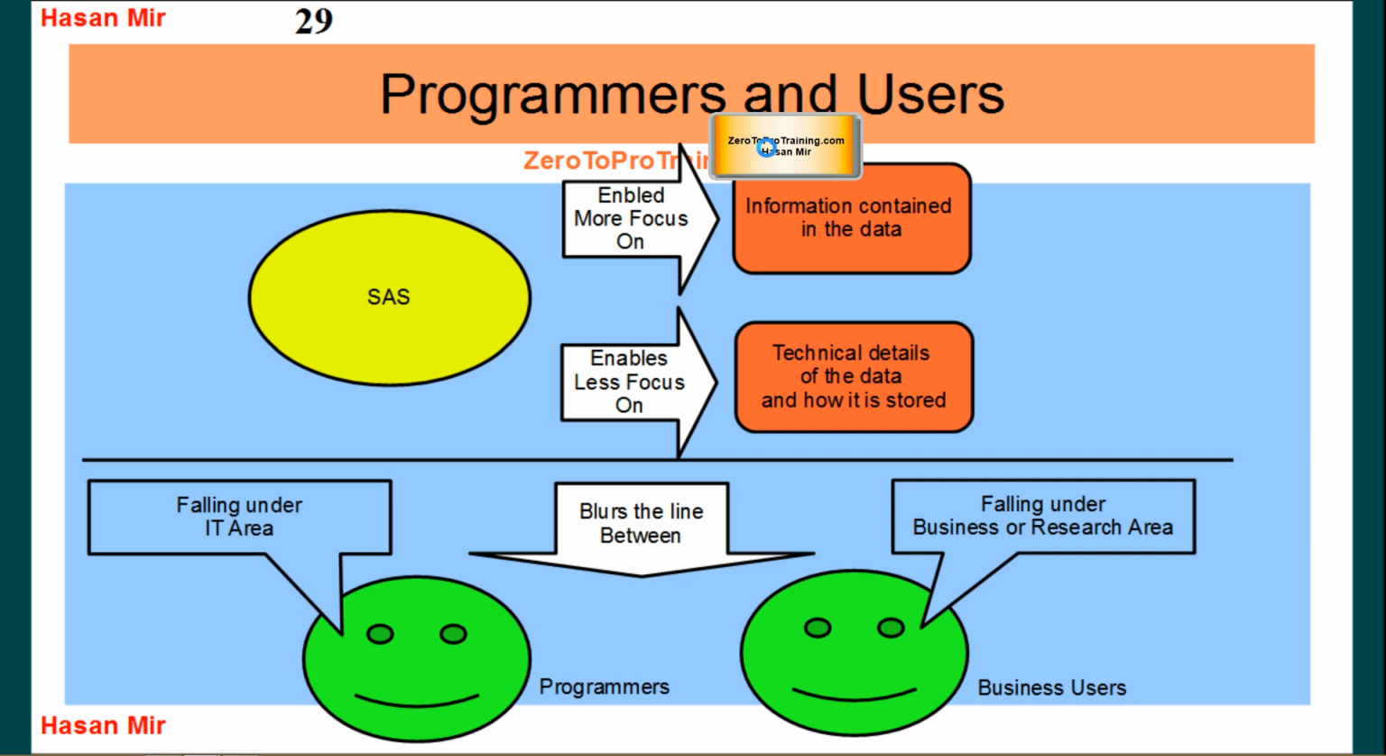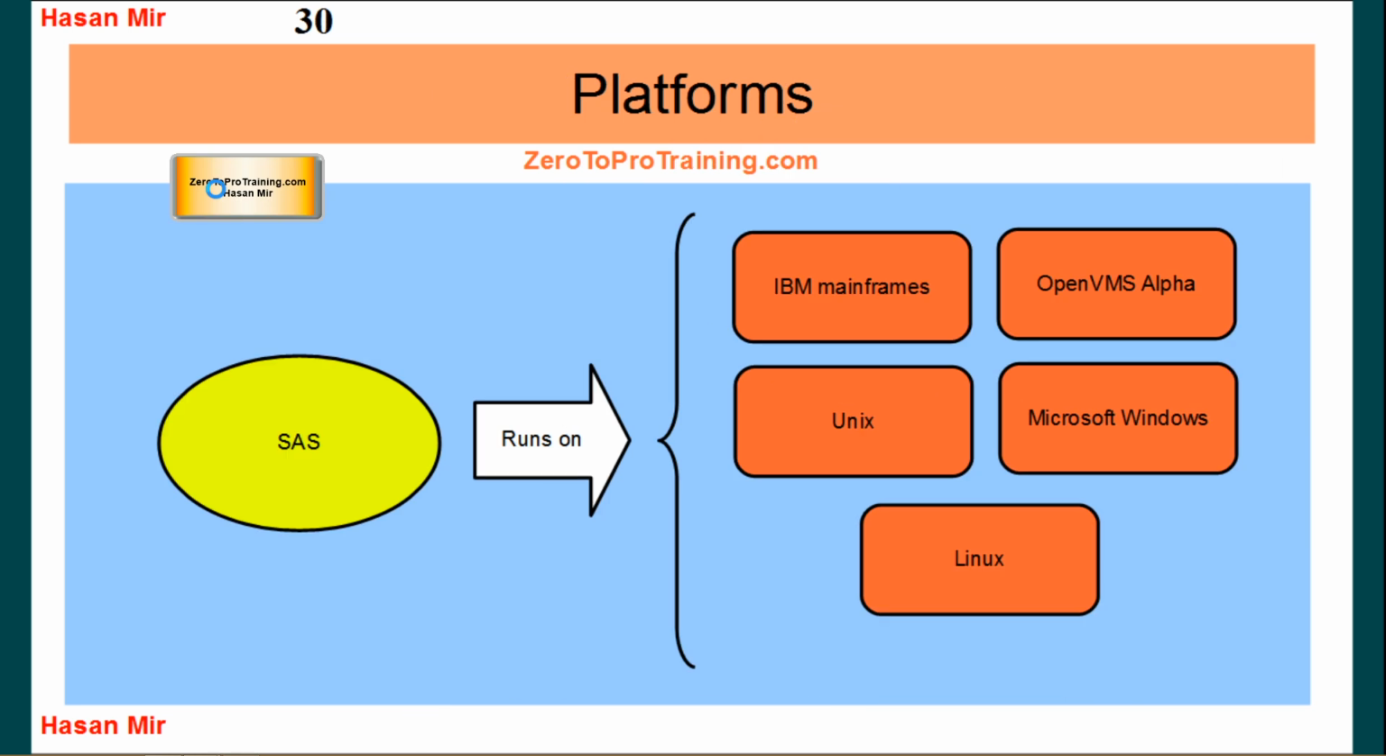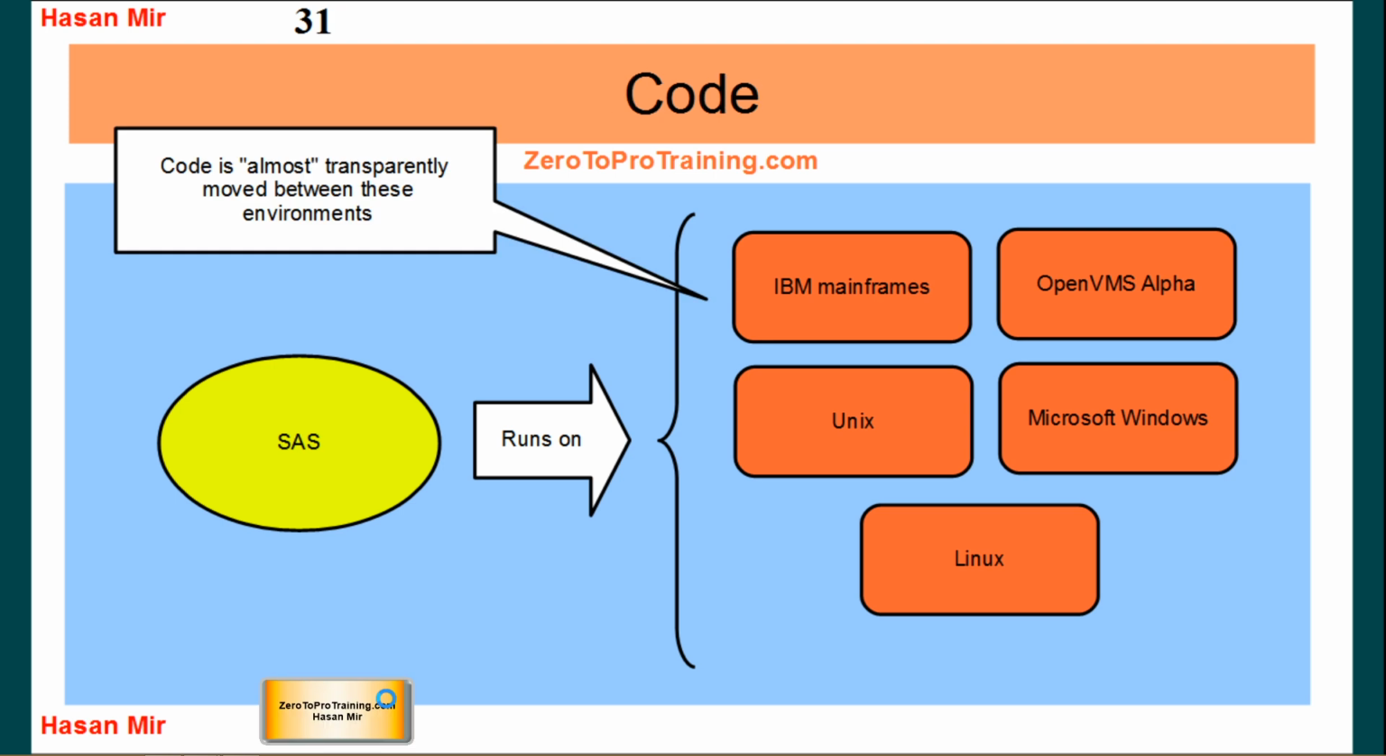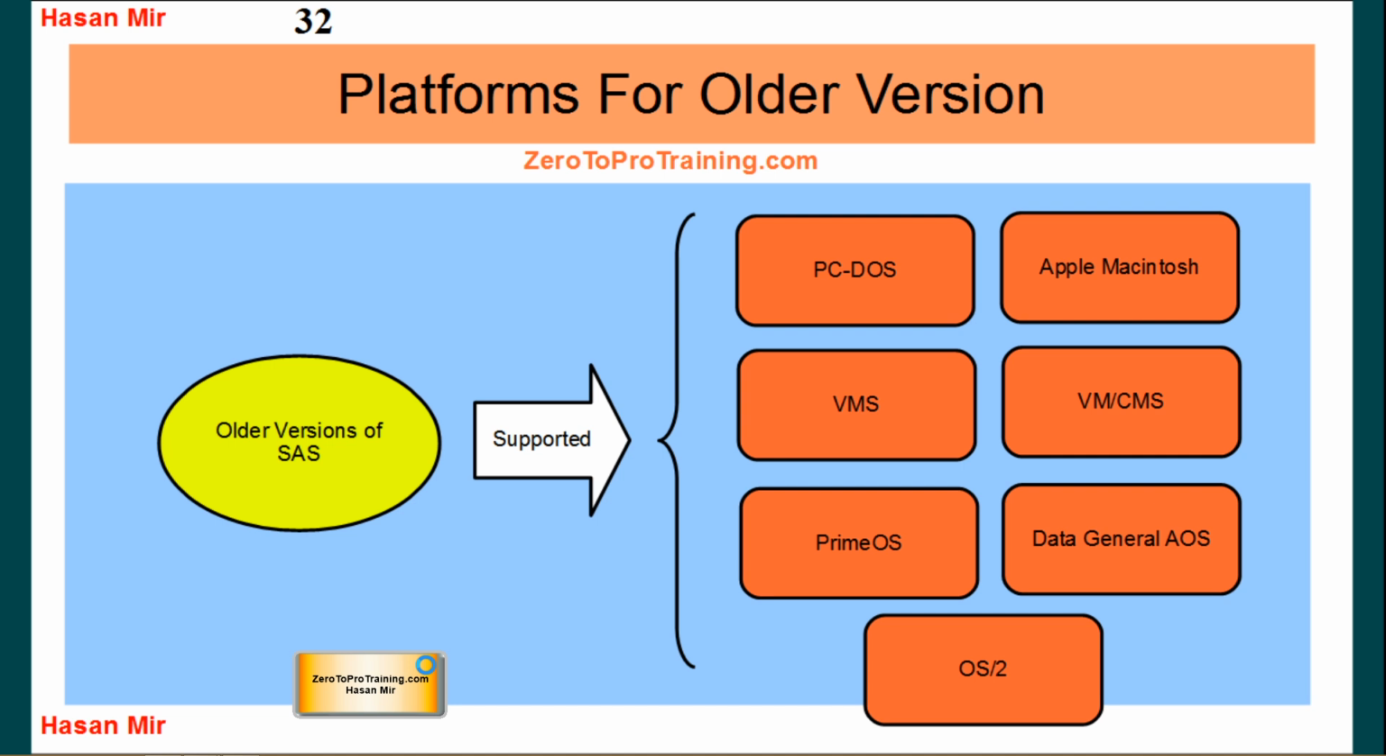SAS products could run on IBM mainframes, OpenVMS Alpha, Unix, Microsoft Windows, and Linux. The code is almost transparently movable from one environment to the other. However, older versions of SAS did support multiple operating systems other than what we have discussed: PC, DOS, Apple Macintosh, VMS, VM/CMS, Prime OS, Data General AOS, and OS/2.